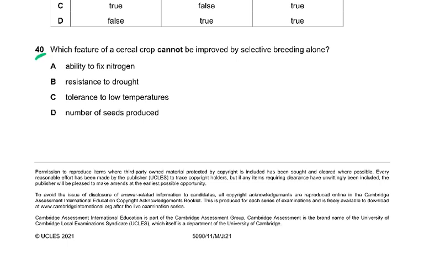Then the last question, which feature of a cereal crop cannot be improved by selective breeding alone? You see, selective breeding is artificial selection in which we do it for human benefit. So people must benefit from it, only then we do it. So which features of a cereal crop cannot be improved by selective breeding? Resistance to drought, yes, we can do that. It's going to increase crop yield.